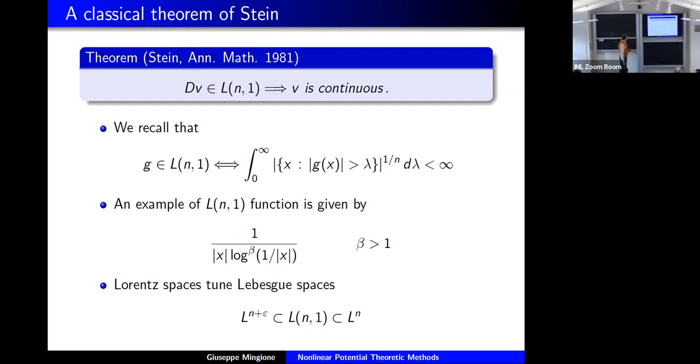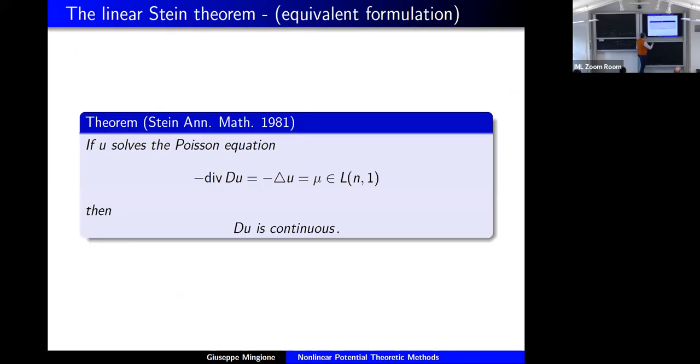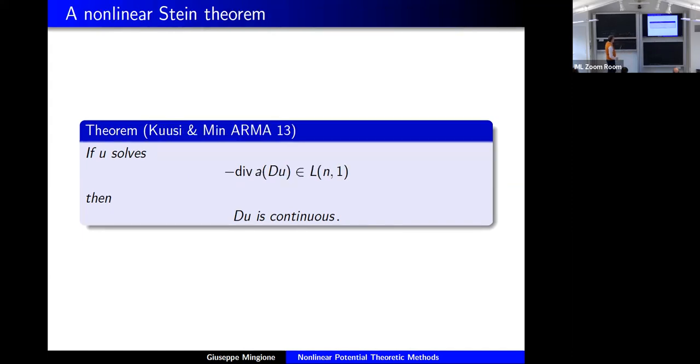Okay, an equivalent form of Stein's theorem is the following one, because these are interpolation spaces. By Calderon-Zygmund theory, from these you get that the second derivatives are in Ln1, and therefore du is continuous. This is an equivalent form of Stein's theorem, and this space is sharp at this stage. You cannot do better than this. Now, what can you prove when you use potentials? You can prove the same. It's a nonlinear Stein theorem.